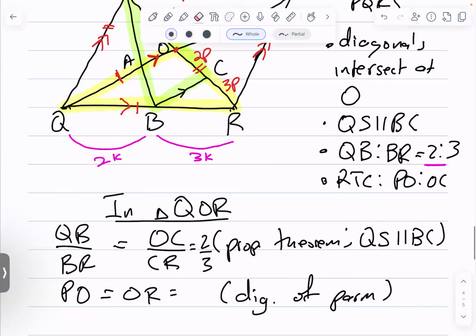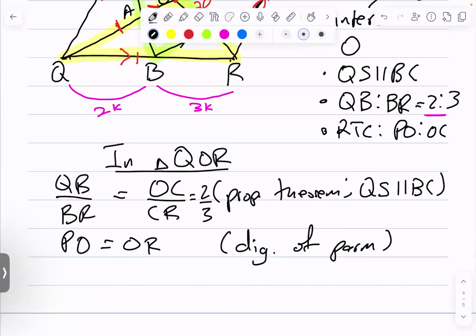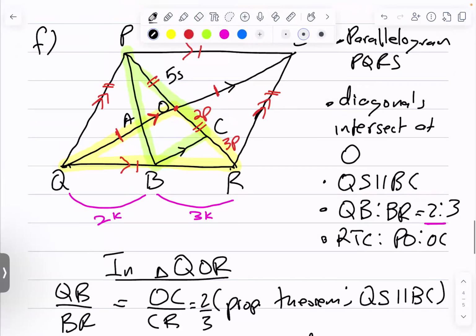And then I was stuck. So the thing is, when it comes to changing, that's where I get lost. When it comes to changing what? Like changing, maybe writing it in terms of P or in terms of S.